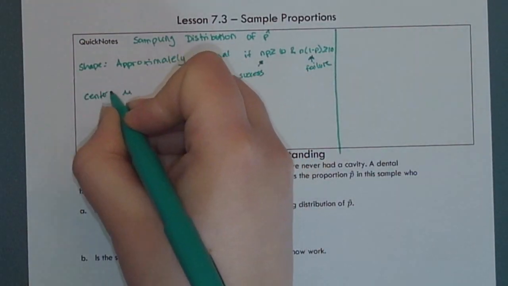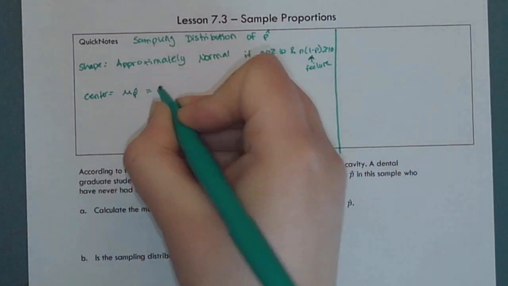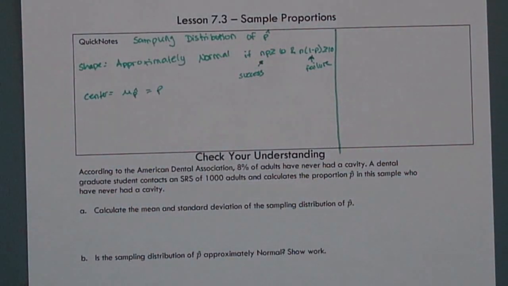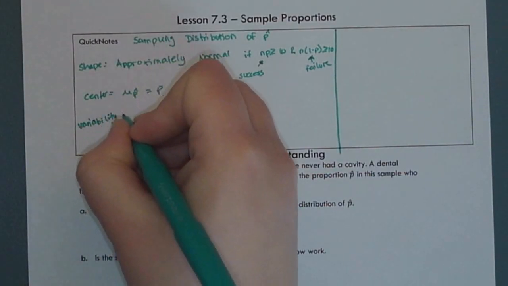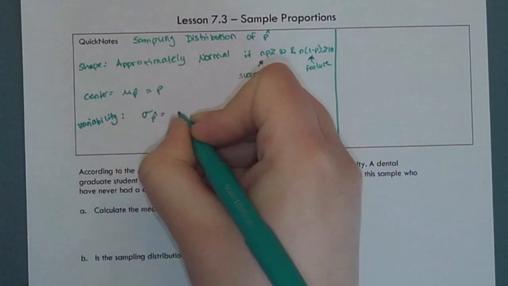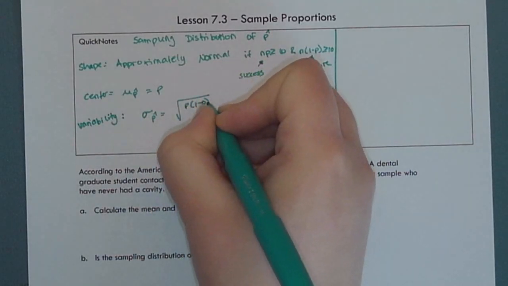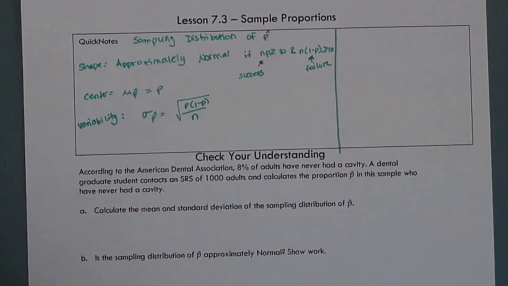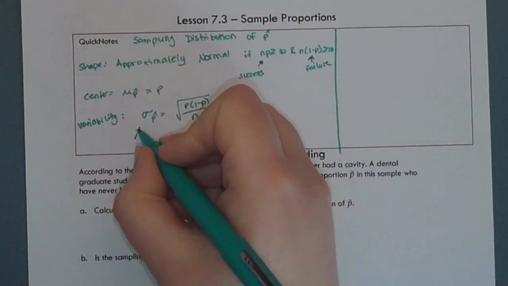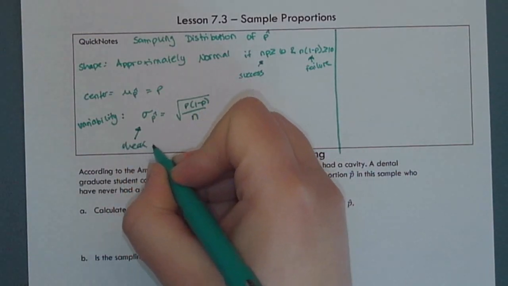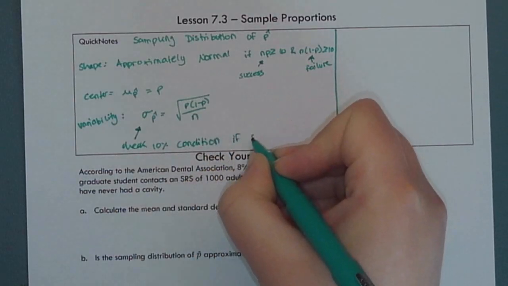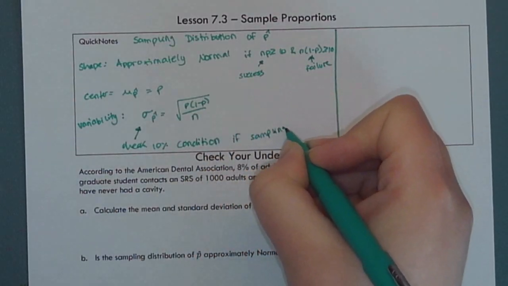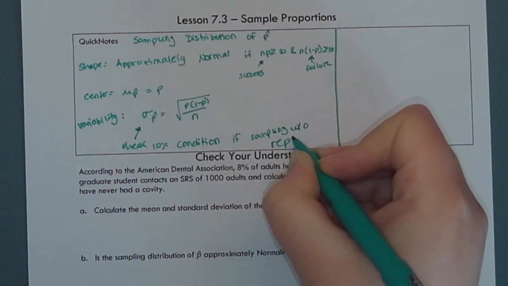Our center is mu of p hat, which is the same as p. Our variability is the standard deviation of p hat, which is the square root of p times 1 minus p over n. And for here, we gotta check the 10% condition if sampling without replacement.